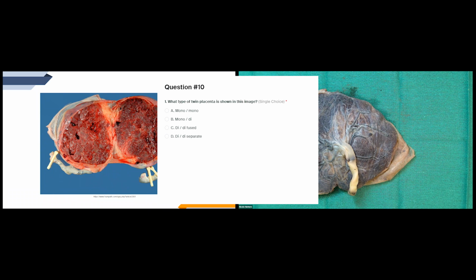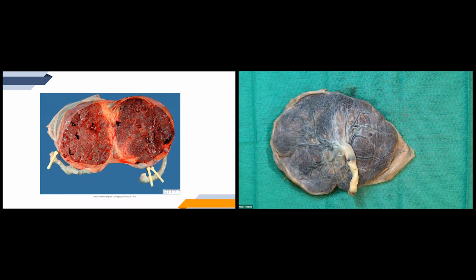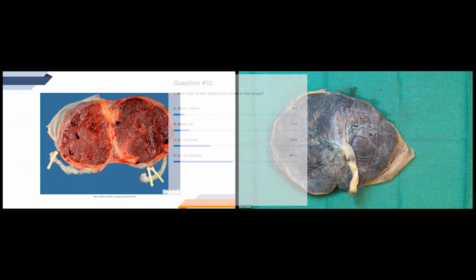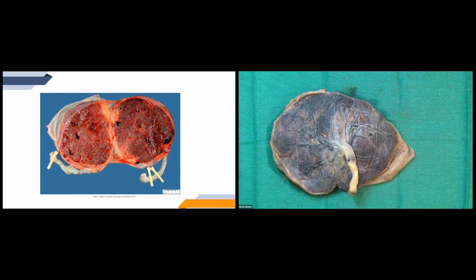Okay, so I'm going to end the polling there and share the results. Most people said that it was separate. However, the correct answer is actually C. So it is di-di fused. You can see that there are two placental discs, and that they are actually combined together by those membranes there. So these ones would be fused.